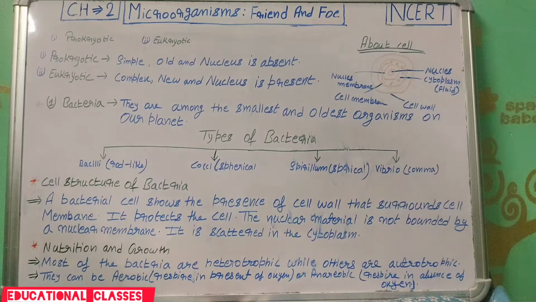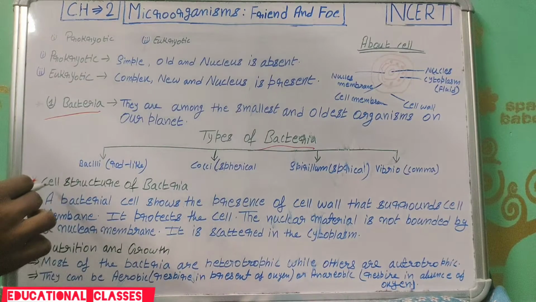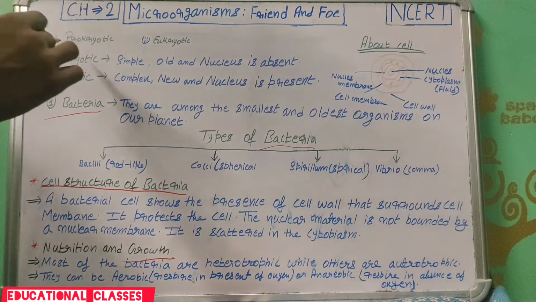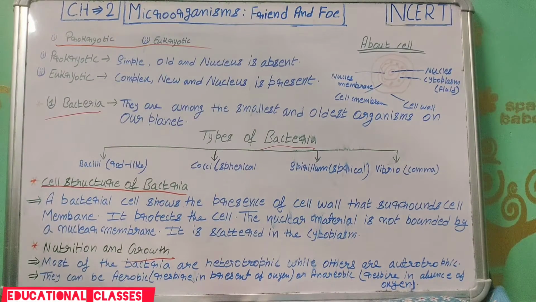Today we will discuss NCERT chapter 2, which is Microorganism, Friend and Foe. So in today's class we will discuss cells and their structure, prokaryotic cells and eukaryotic cells. In this class we will also read about bacteria, types of bacteria, how their structures are, how they increase their growth, and whether they can reproduce in the presence of oxygen or not. So without wasting our time, let us start with prokaryotic and eukaryotic cells.